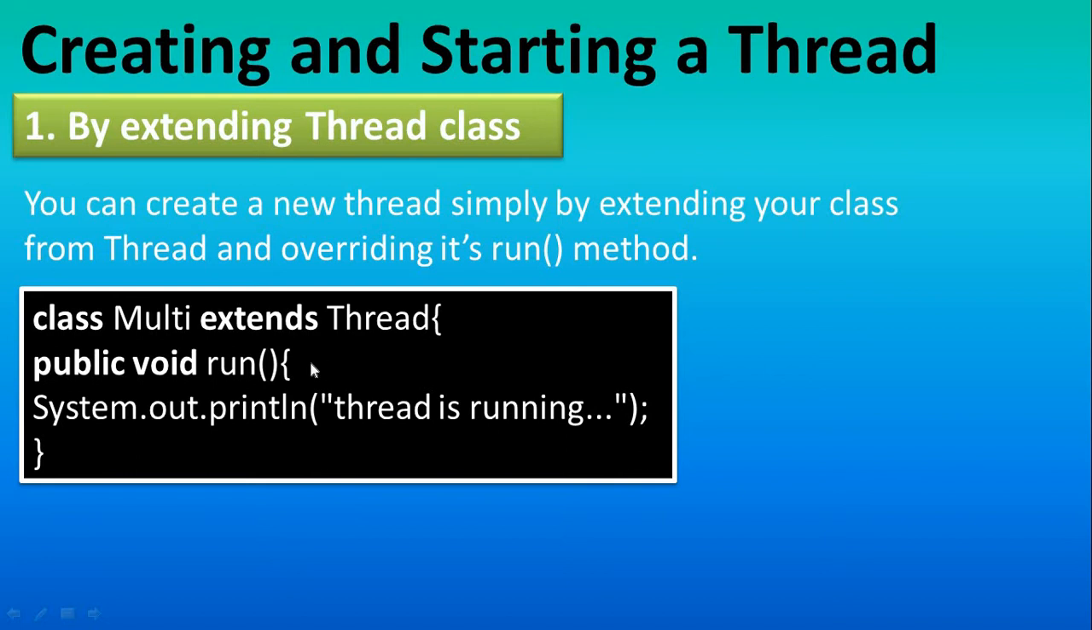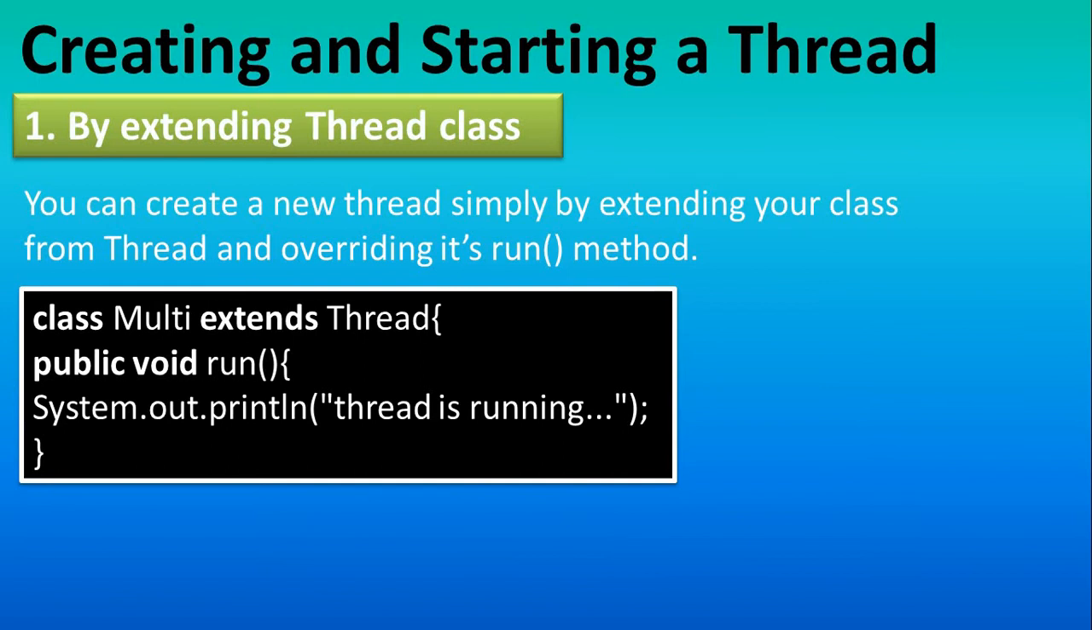So for execution of the thread and getting output, whatever the code is, it should be written only and only in the run method in the program. So this is for extending the Thread class.